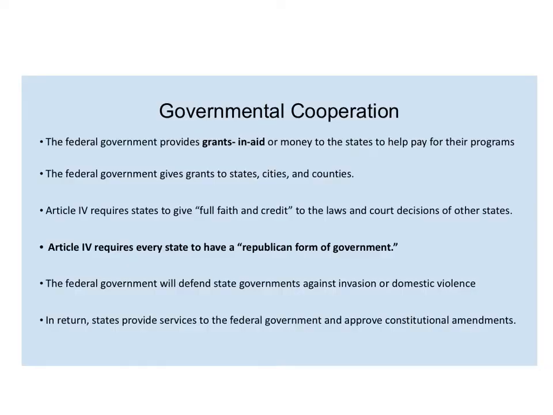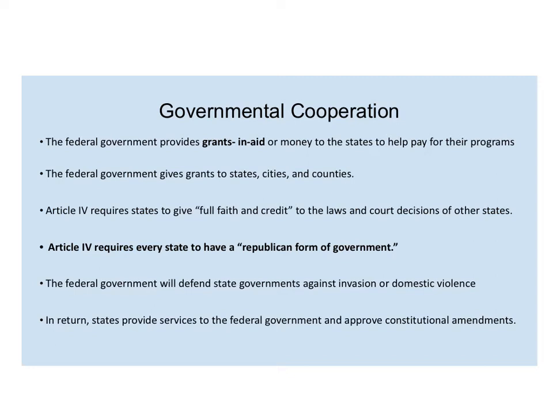On this slide, I want you to write down Article 4 requires every state to have a Republican form of government. Governmental cooperation. The federal government provides grants and aid or money to the states to help pay for their programs. The federal government gives grants to states, cities, and counties.